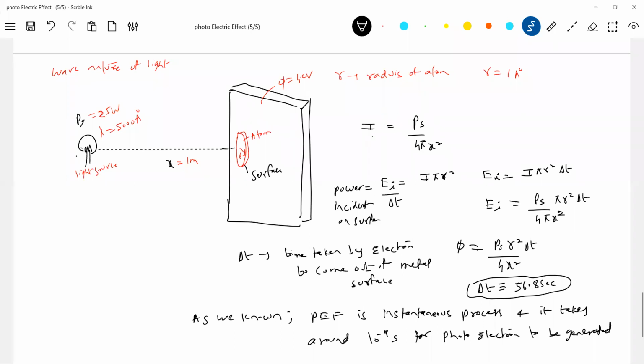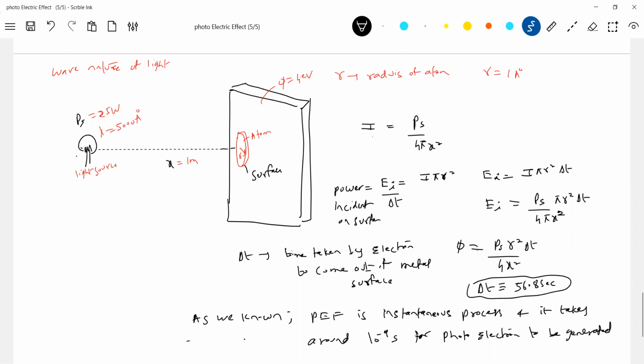Are you getting the idea? I'm assuming the wave nature of light, because the light is continuously incident on a surface, so the electron will continuously absorb the energy. Once the energy of the electron becomes greater than the work function, it will come out. But what I see is instantaneous, 10 to the power of minus 9 seconds. That's the first problem they faced here. The photoelectric effect is an instantaneous process, but according to wave nature, there is a time.